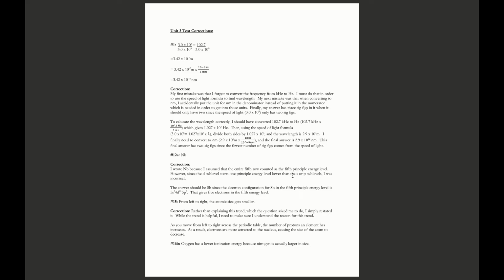Next is number 12, which a lot of people miss. Number 12 asks you to find the element that has 5 electrons in the n equals 5 energy level. A lot of people put Nb, which is the wrong answer. So for my correction, I'm going to first explain why I put what I did. I wrote Nb because I assumed that the entire 5th row counted as the 5th principal energy level. However, since the d sublevel starts 1 principal energy level lower than s or p sublevels, I was incorrect.